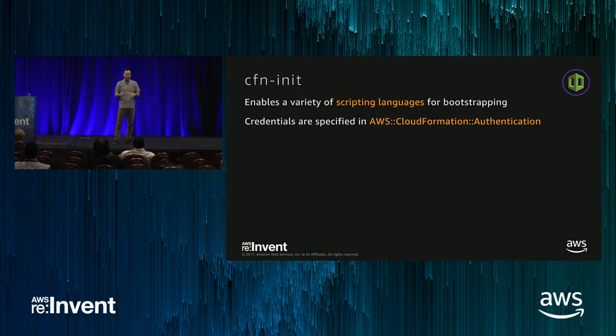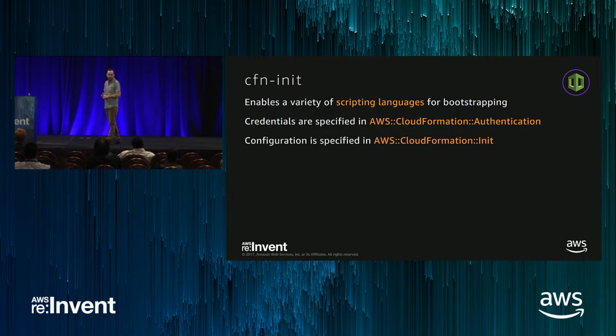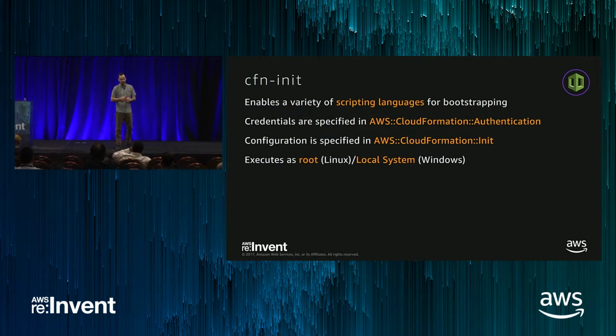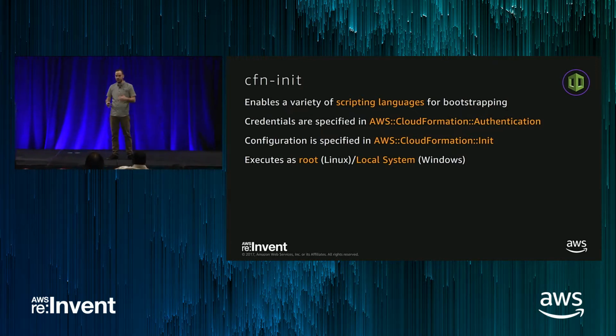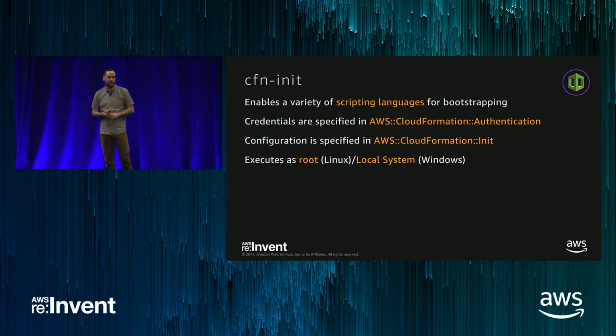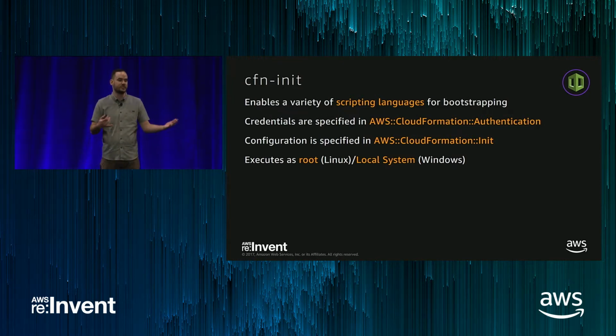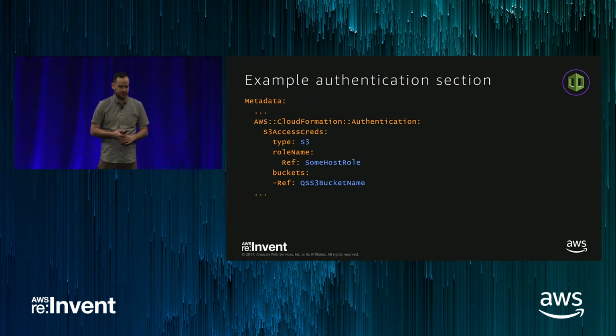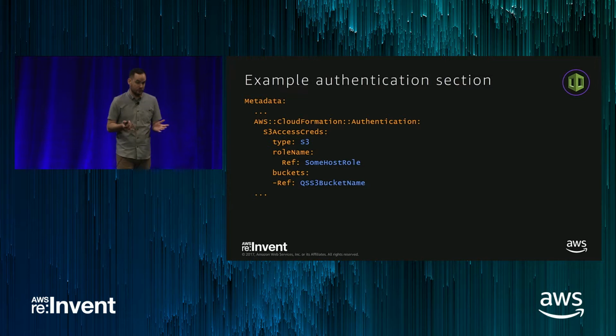There are two main sections to the cfn-init metadata. Credentials, or typically roles, are stored in the authentication section, and the configuration, or all the steps and stages, are stored in an init section. This executes as root on Linux and local system on Windows. Then you can impersonate a different user if the configuration needs a particular user to be used for installing a particular process. Let's take a look at an actual example of an authentication section.